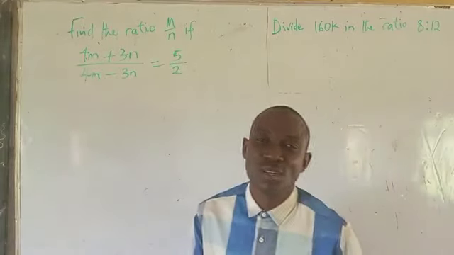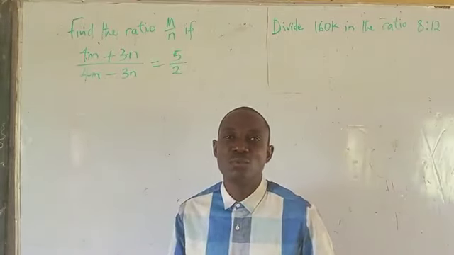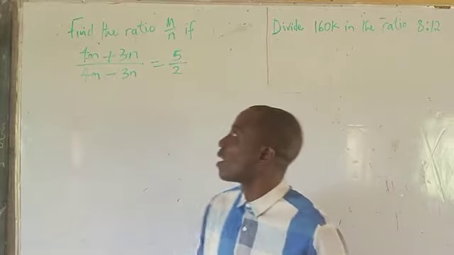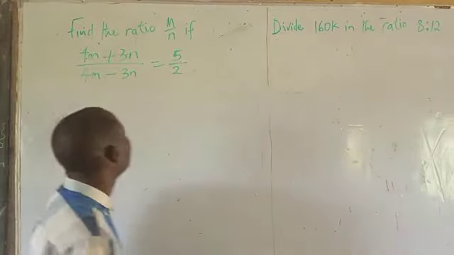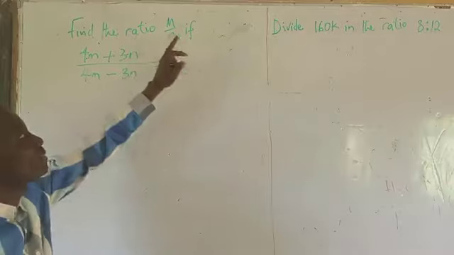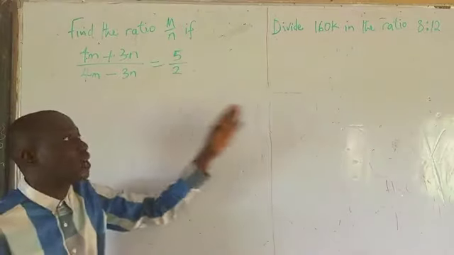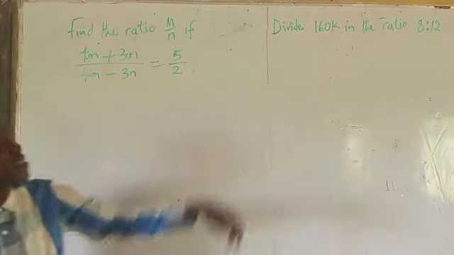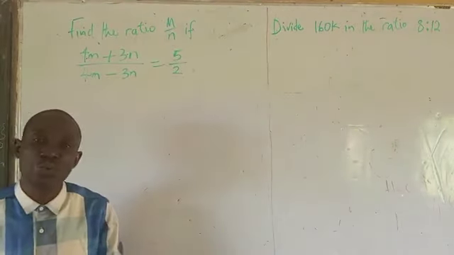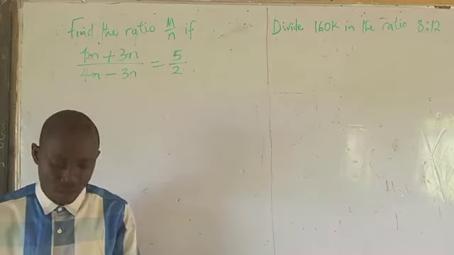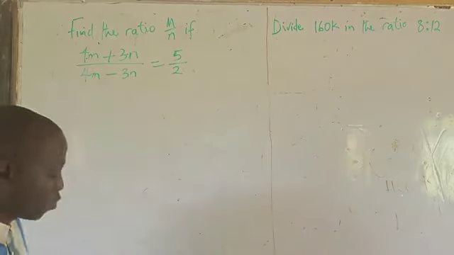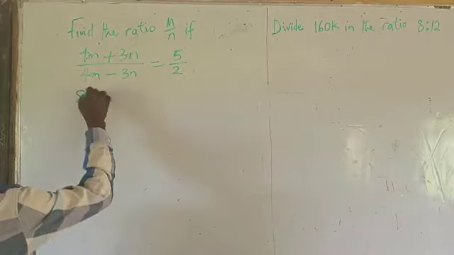Welcome everyone to our channel, and today we have ratio related questions. The first one says to find the ratio of m over n if this expression is possible, and also to divide 160k in the ratio of 2 to 12. On the first one, the solution will go thus.